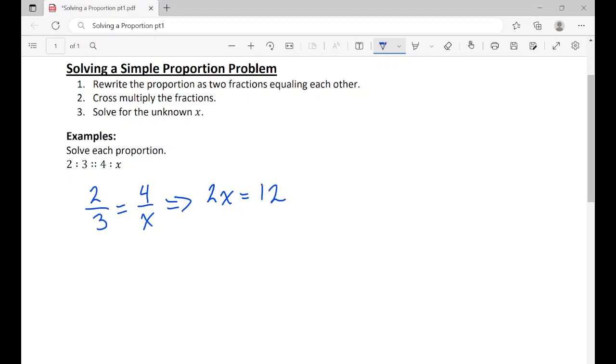And here we're just going to solve. So we're going to divide both sides by 2 to solve for x. So the 2's cancel out, leaving us with x equaling 6. So the solution for this proportion is 6.